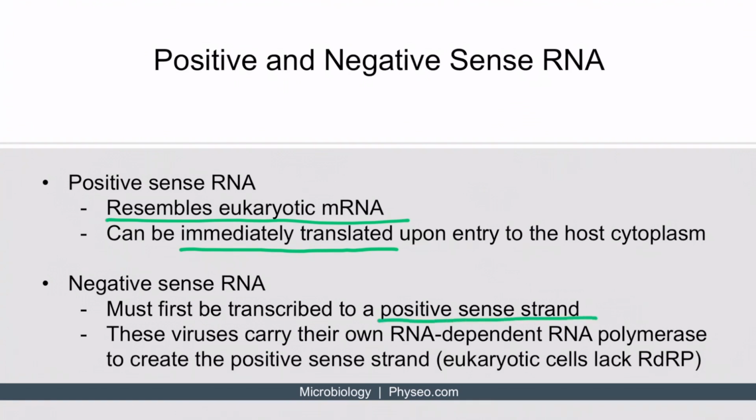However, with regards to negative sense RNA, these must first be transcribed from a negative to a positive sense strand. For this reason, these viruses must carry with them their own RNA-dependent RNA polymerase to create that positive strand. And they need to carry it themselves because host eukaryotic cells lack that polymerase. And just so you're not freaked out, know that every RNA video in our collection has a way to help you memorize which ones are positive sense and which ones are negative sense.